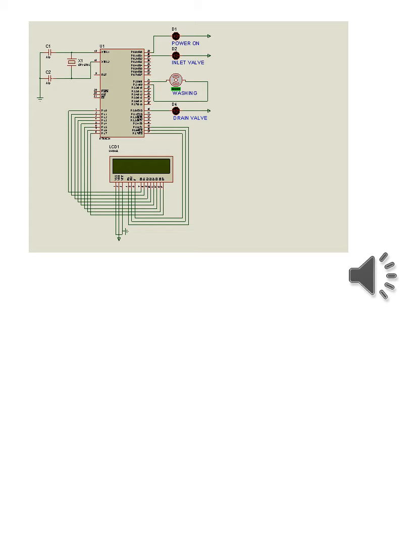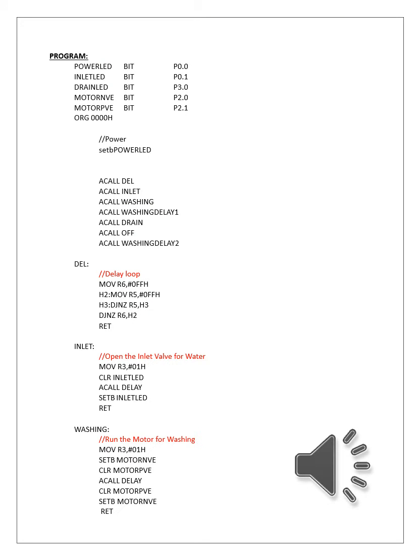Now we are going to see the program. I am just going to give the outline of this program only. To understand this program, I have used the name power LED, which is nothing but on/off. I have used port 0.0. So power LED is connected to port 0.0, inlet valve to port 0.1, and drain valve to port 3.0.